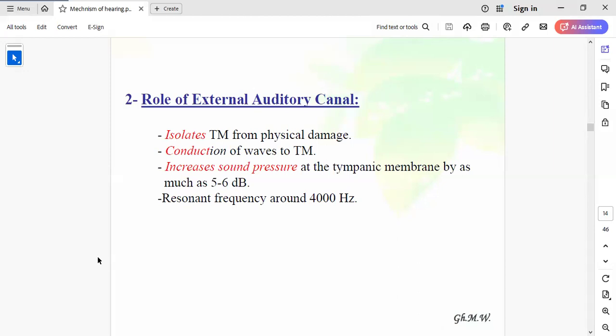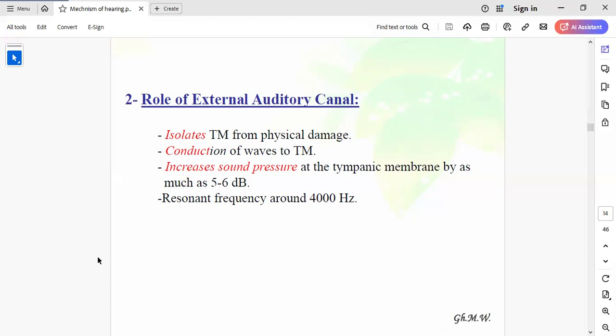Third, when we collect sound energy from a large space, the surrounding environment, to the pinna and then the external auditory canal, you condense the sound energy into this small space. Its pressure will be higher. When sound is transmitted from a large space to a narrower space, its pressure increases, which means its power or intensity increases. The third function of the external auditory canal is to increase sound pressure at the tympanic membrane by about 5 to 6 dB.